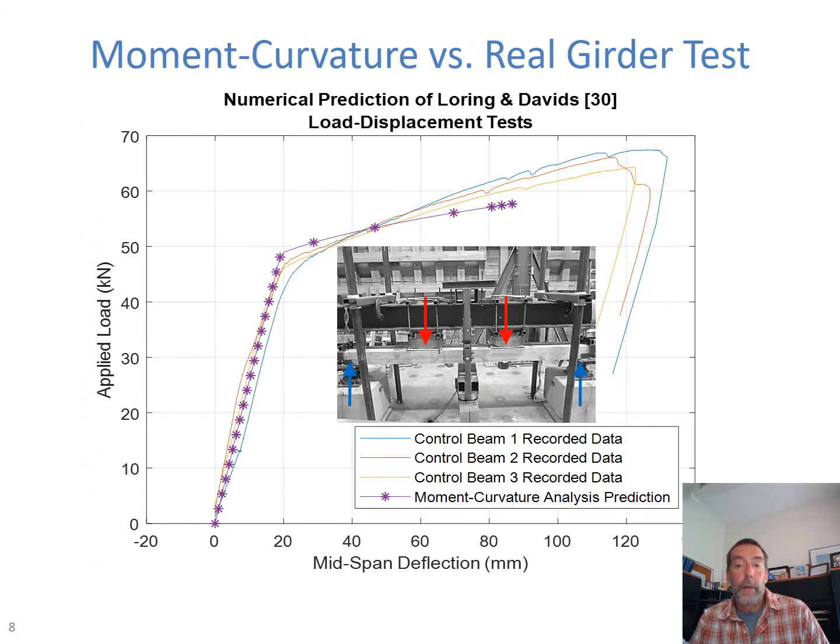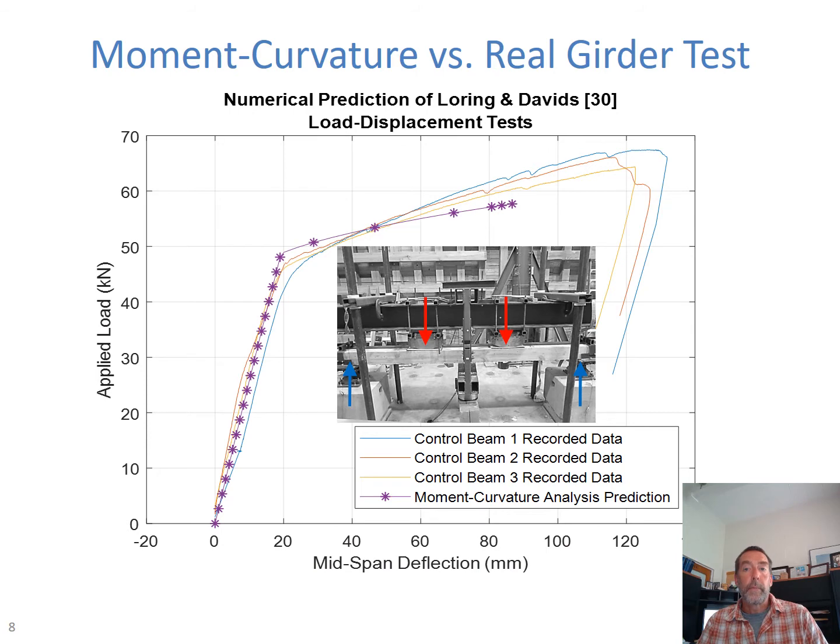We've done some experimental validation. I'll get into some a little bit later, but this is just an example of how we can predict load deflection response of a single girder very well with moment curvature analysis. It gives us confidence in this fundamental building block of the technique.